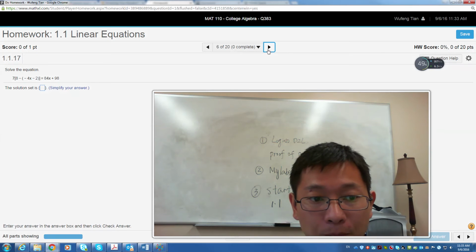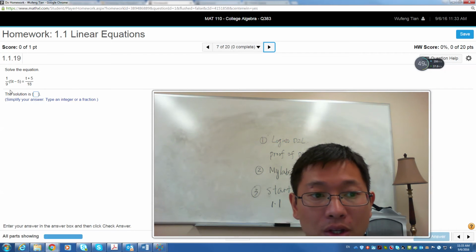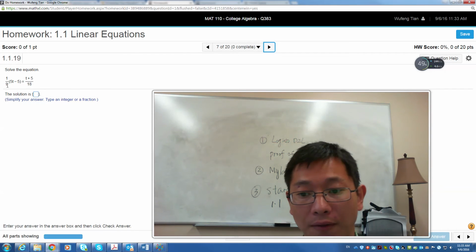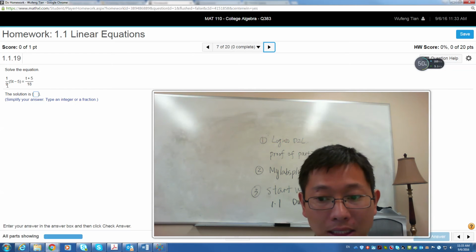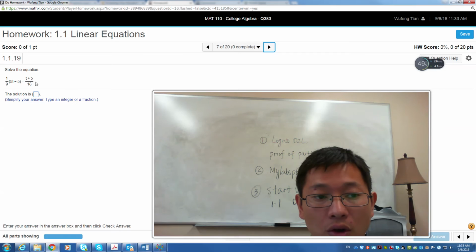The same thing here. The problem is we have fractions with 9 and 18. You want to get rid of the 9 and 18. So the LCD for this one is going to be 18. You multiply both sides by 18, you get rid of the fraction, then you simplify it.